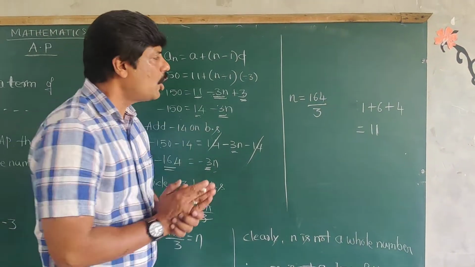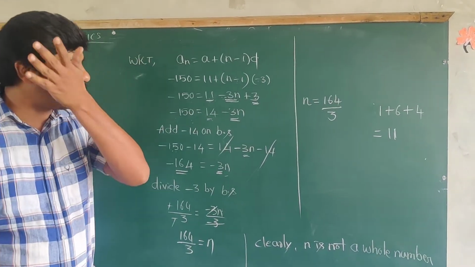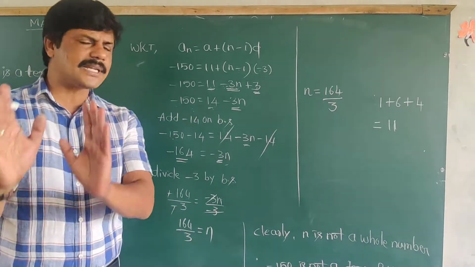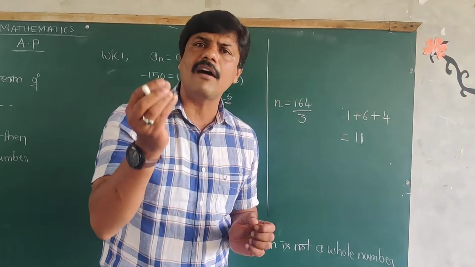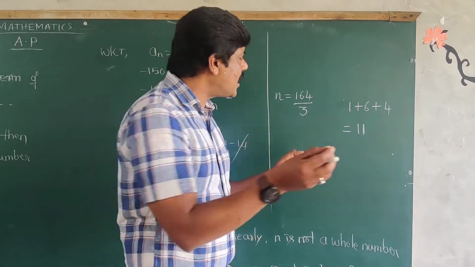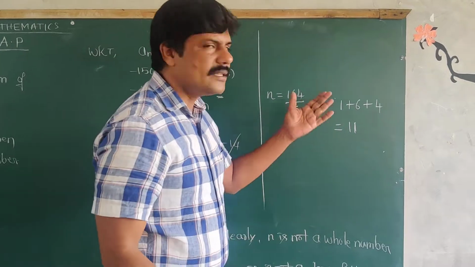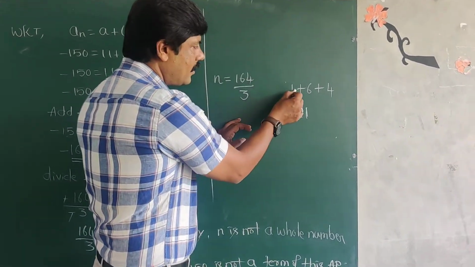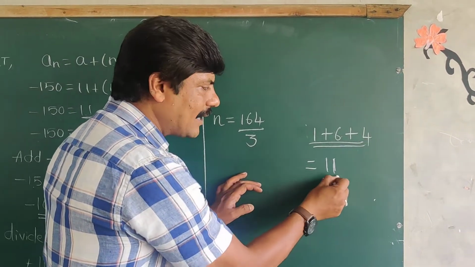Now we have to see whether 164 is divisible by 3 or not. How will you come to know? Very simple methods are there. Whether 164 is a multiple of 3 or not, how do you find that? Just add the digits: 1 plus 6 plus 4. If you add the digits, you will get 11.